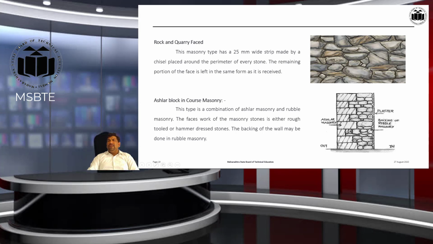So the portion where the jointing comes is dressed, but the remaining portion is kept as it is, and that's why this type of masonry is called rock and quarry faced masonry.